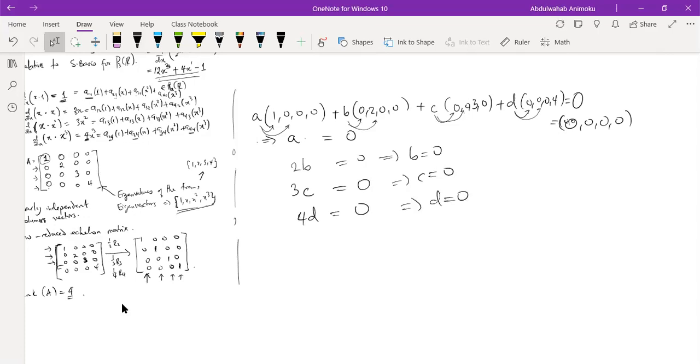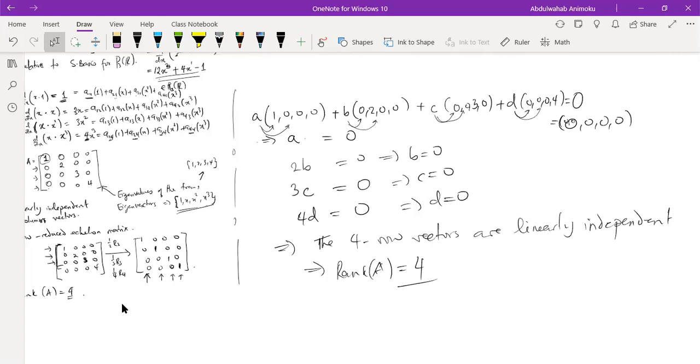So these are the two ways. Therefore, it means that the four row vectors are linearly independent. Hence, the rank of the matrix, the rank of A, must be equal to 4. So this is the answer to the problem, right? You can use both ways to solve this problem.